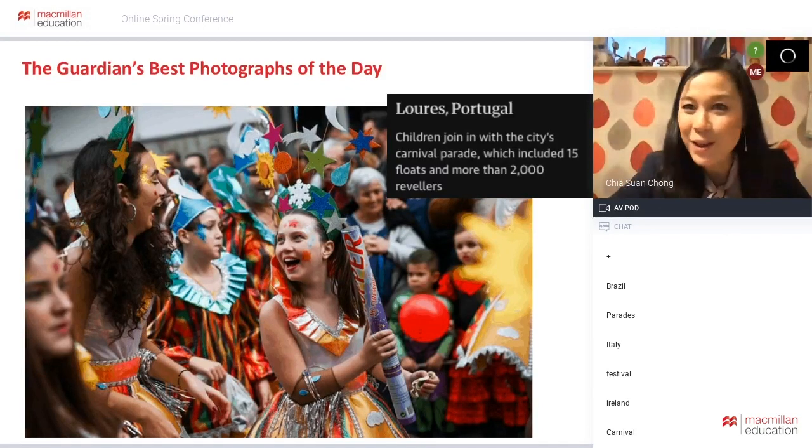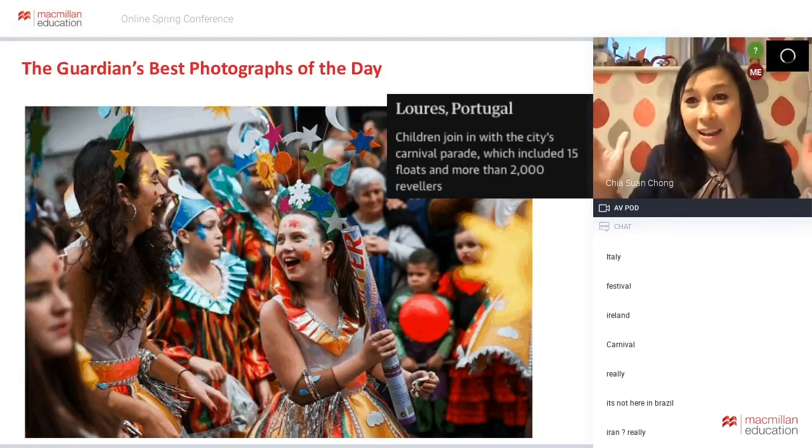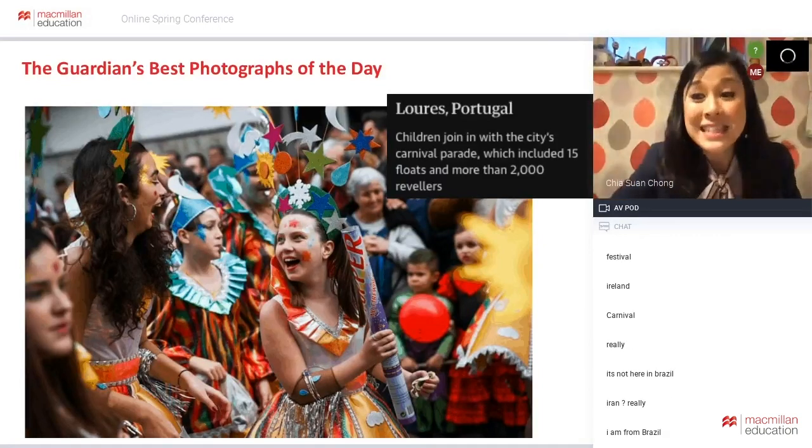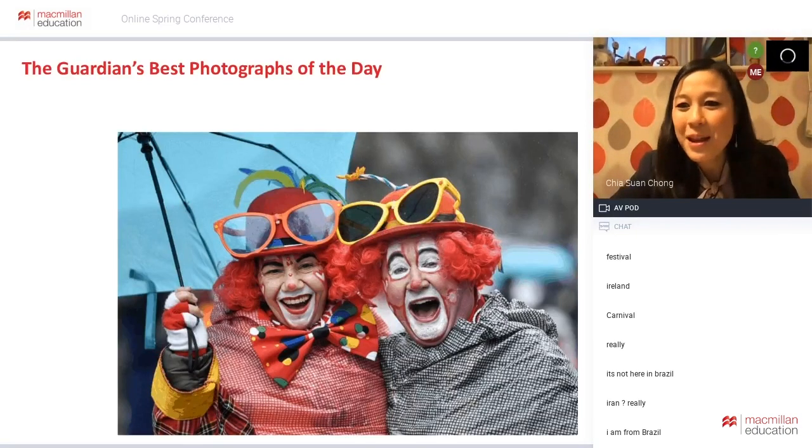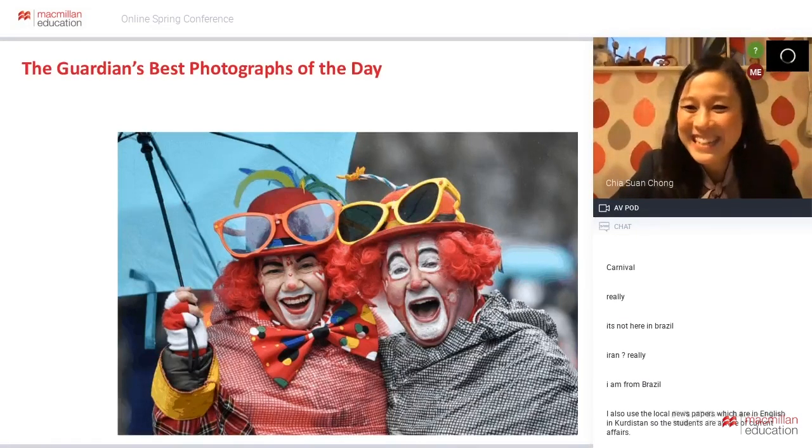Now, I'm going to keep moving because I've got lots of carnival photos for you, because apparently this week and last week is carnival season. So let's have a look. Another carnival from last week. What country is this?